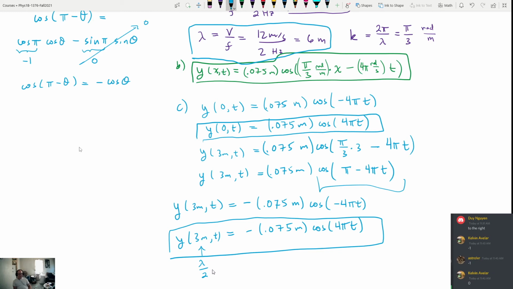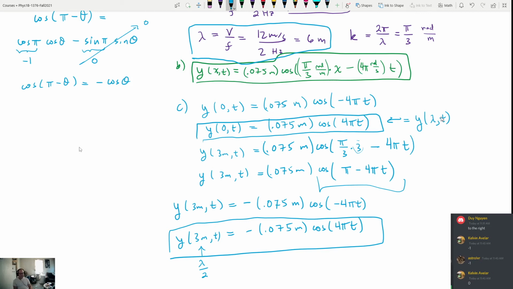If we plugged in x equal to 6 right here, this would have been a 6. We would have gotten 2 pi, and then the cosine of 2 pi minus this is the same thing as the cosine of just this. We would have gotten the same answer. So this would also be equal to y of 1 lambda comma t. It's the same thing.